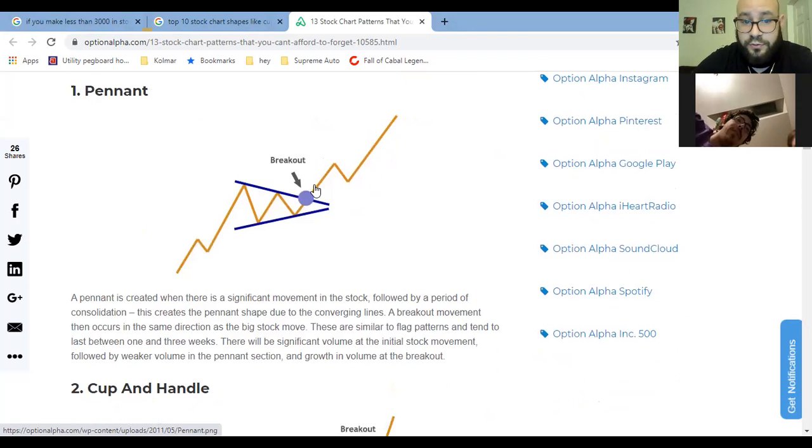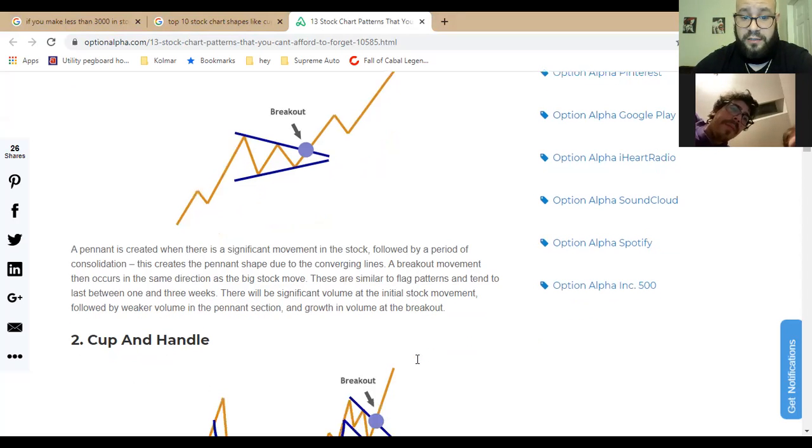I don't really play the pennant too well, but this is a great indicator. It's even good for me to learn. A pennant is created when there's a significant movement in the stock, followed by a period of consolidation. This creates a pennant shape due to the convergent lines. A breakout movement then occurs in the same direction as the big stock move. These are similar to flag patterns and tend to last between 1 and 3 weeks. There will be significant volume at the initial stock movement, followed by weaker volume in the pennant section and growth in the volume at the breakout.